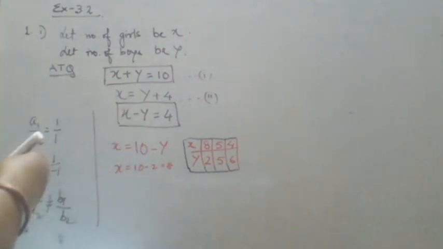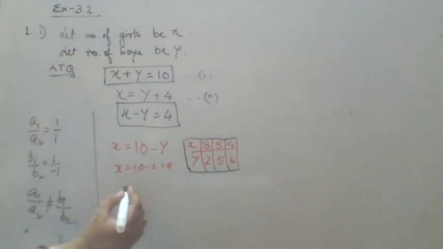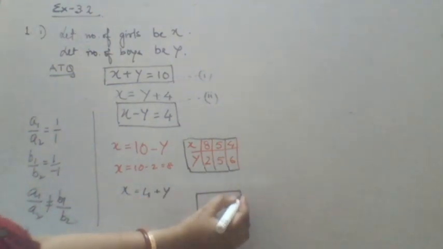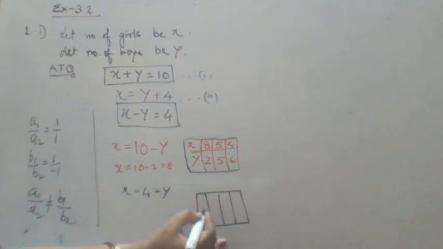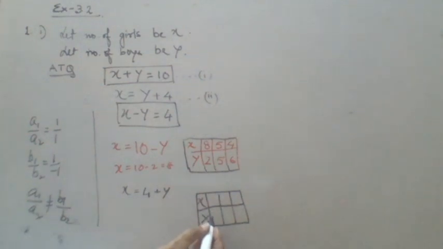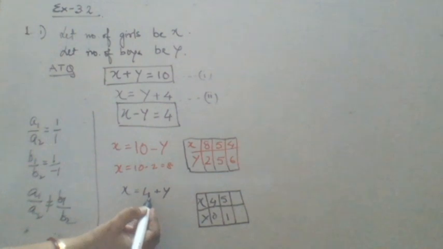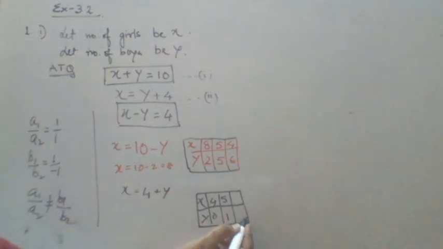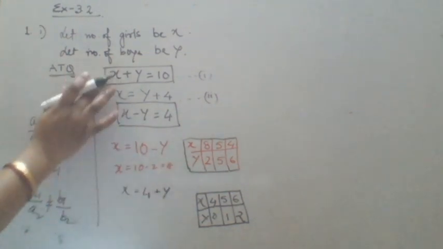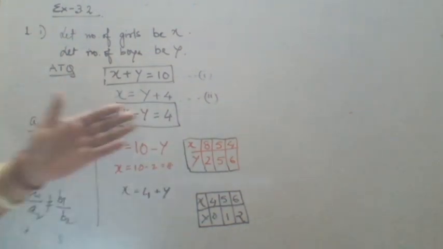Now the second equation gives me x is equal to 4 plus y. Take some points. This is a small table you have made, this is x and this is y. If y is equal to 0, x is equal to 4. If y is 1, x is 4 plus 1, that is 5. If y is equal to say 2, then x is equal to 4 plus 2, that is 6. Because these equations are very simple, we can do the calculations orally and make this table.